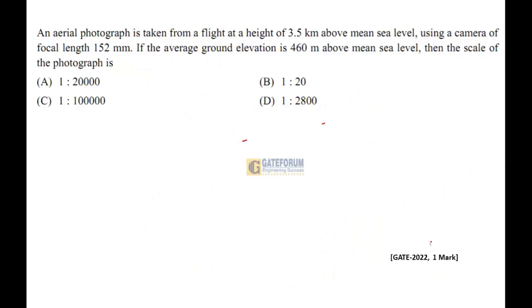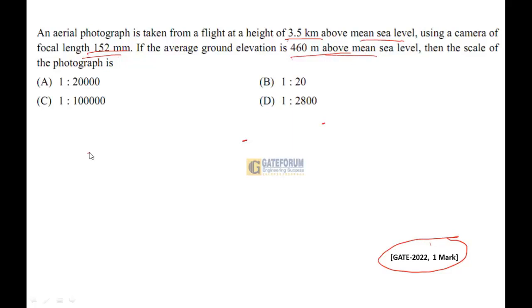Welcome. This is one more previous GATE question, 2022, for 1 mark from the photogrammetry topic. An aerial photograph is taken from a flight at a height of 3.5 kilometers above the MSL, or mean sea level, using a camera of focal length 152 mm. The average ground elevation is 460 meters above the mean sea level. The scale of the photograph is.